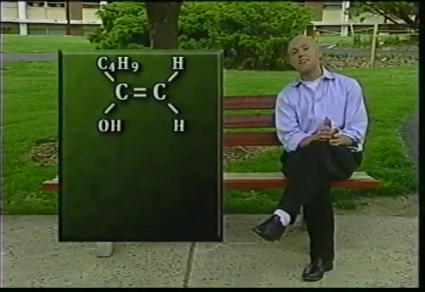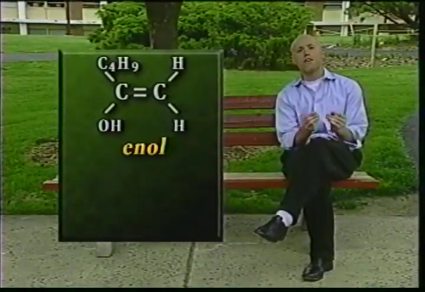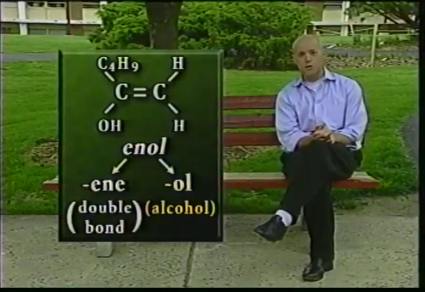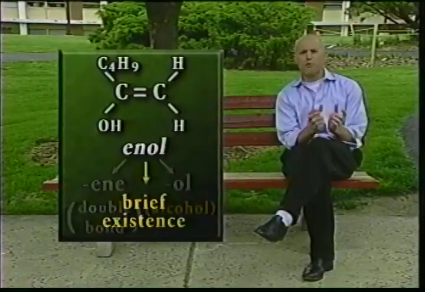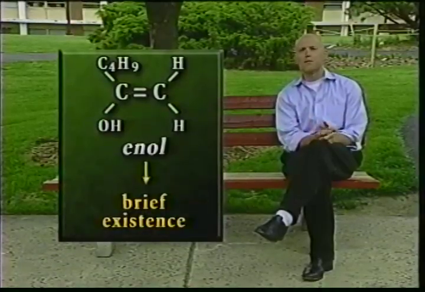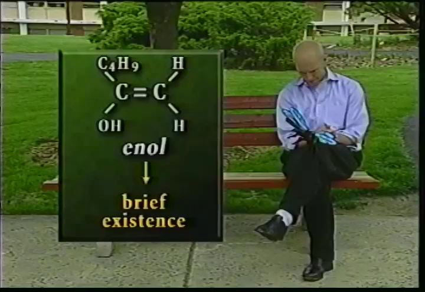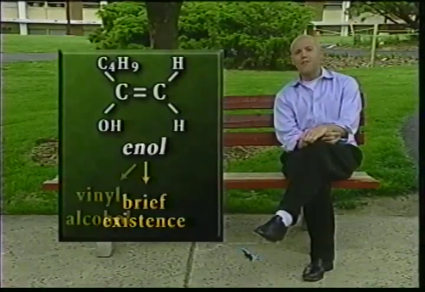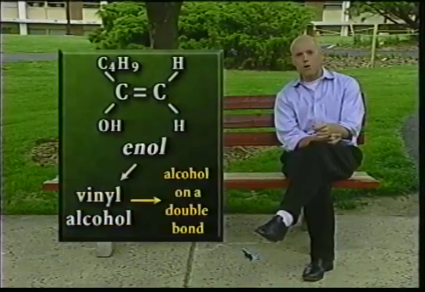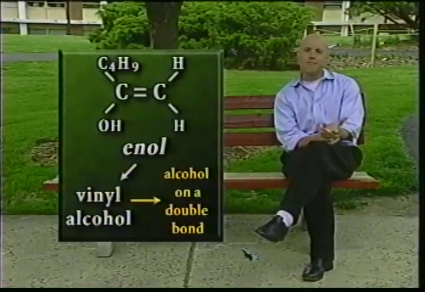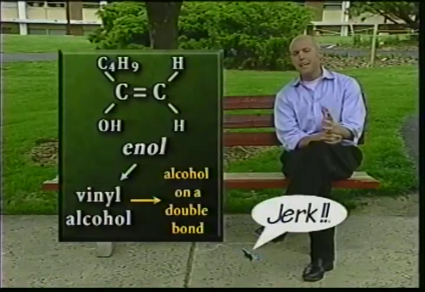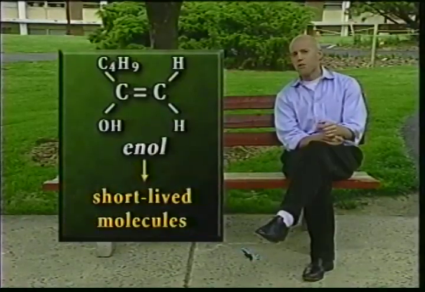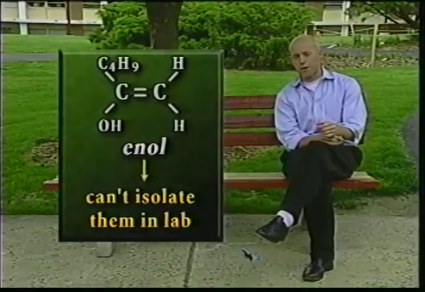See, this product is an enol, which comes from the suffix "ene," meaning double bond, and "ol," meaning alcohol. And it generally only has a brief existence, kind of like a mosquito. We can also call this enol a vinyl alcohol, meaning an alcohol on a double bond. Anyway, all name-calling aside, enols, as we said, are generally short-lived molecules. We usually aren't able to isolate them in the laboratory.